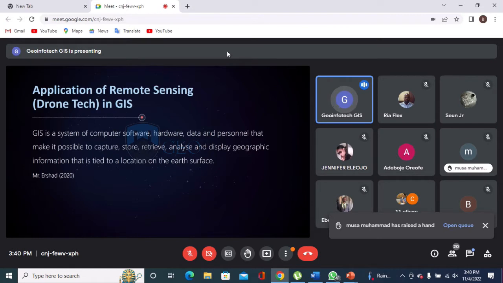So all these include computer software, hardware, data, and personnel. What personnel entails is you and I. You can't do GIS without human beings. Okay, you need human beings to operate the system, to develop the software, and to make it possible to capture. So all of these things I've mentioned above are used to capture, okay? They are used to store, and they are used to retrieve, analyze, and display geographic information.